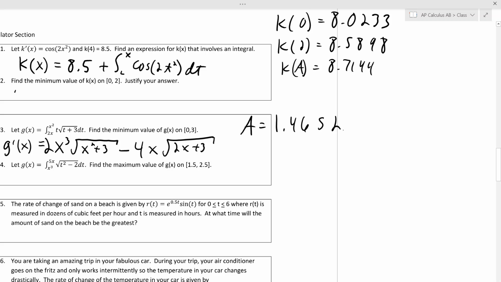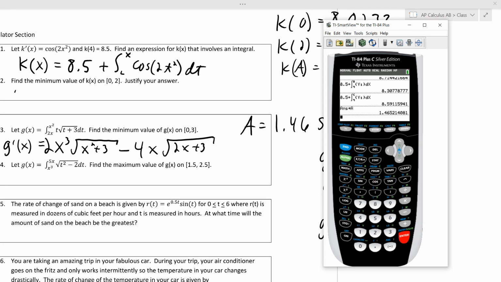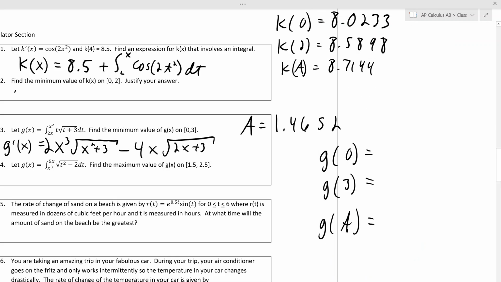1.4652. And then all we need to do, again, is look at the endpoints and the critical value we found to see which one is the max, or we want a minimum here. So now I've got to type in this whole thing, which is kind of a pain, but it's going to be math 9. We're integrating from 2x to x squared, right? But initially x is 0, so actually we don't need to do that. If x is 0, that becomes the integral from 0 to 0. Well, the integral from a number to the same number is always 0. So g of 0 is just 0. That's just an easy one to find.